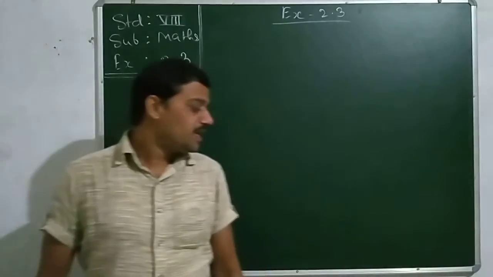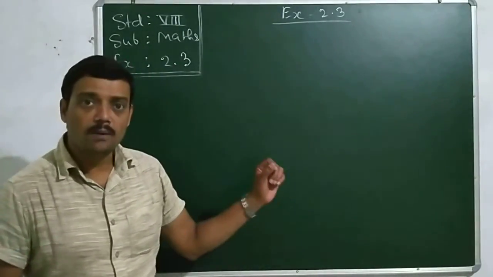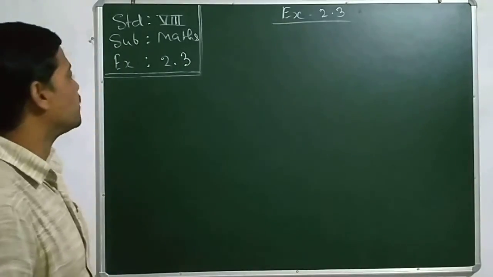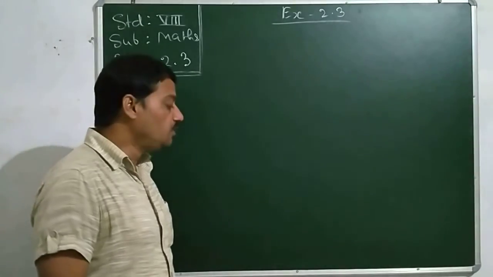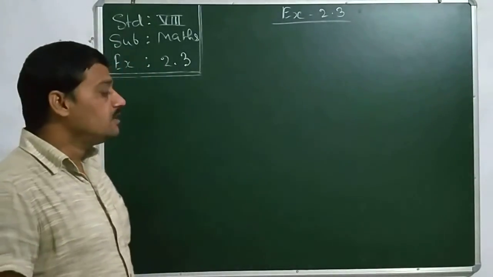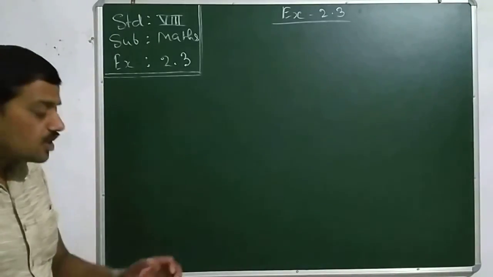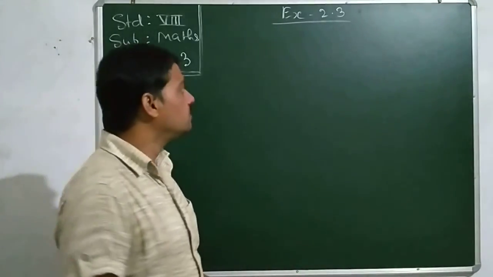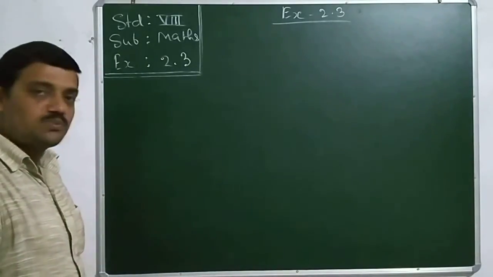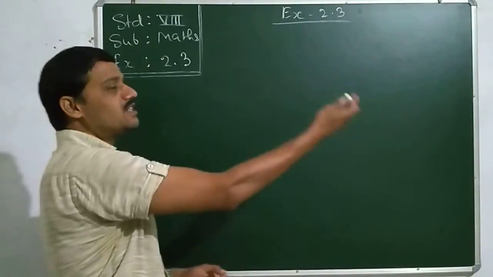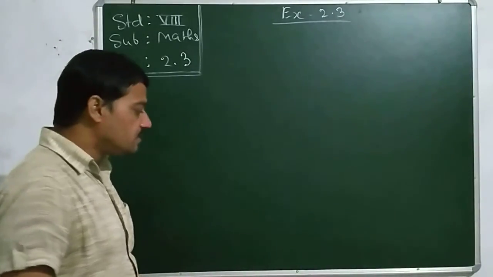Today I will explain to you exercise 2.3 of maths for standard 8. Come to exercise 2.3 of your NCERT book. There you will get several equations with one variable, and by transposing we need to solve them. That means the terms lying in the LHS can be transposed to the RHS, and from the RHS can be transposed to the LHS. See how we will do it.